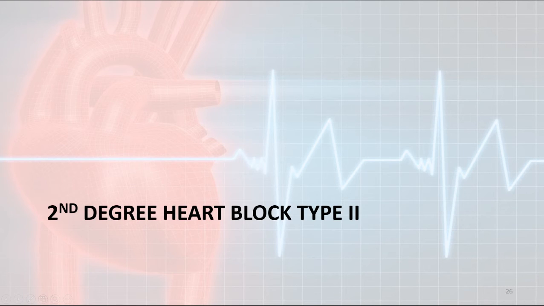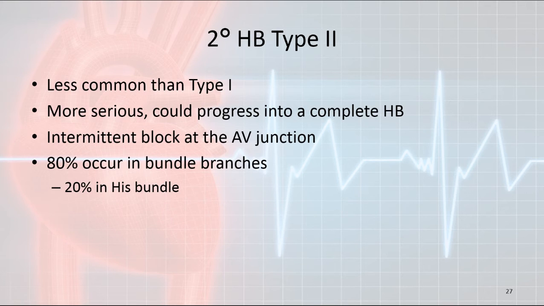Let's talk about a second-degree heart block type 2. The difference between a second-degree heart block type 1 and a second-degree type 2 is that in a type 2, the PR intervals do not extend. The PR intervals are constant, but you are still dropping beats somewhere. So they're less common than type 1.